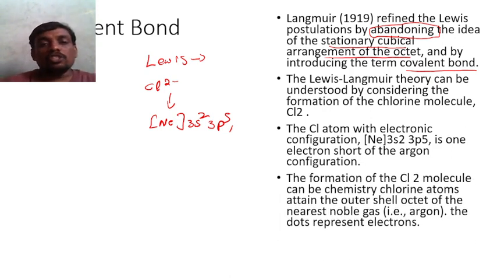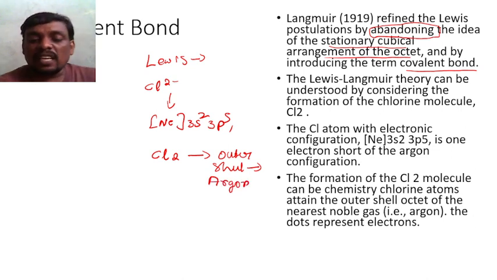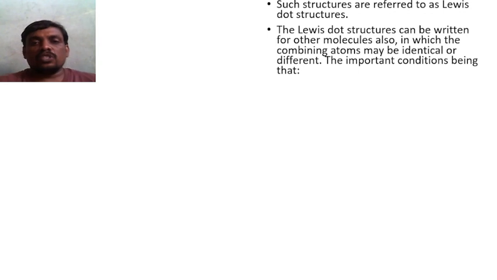In the formation of chlorine, if you carefully observe, the chlorine atoms attain the outer shell octet of the nearest noble gas, and the nearest noble gas to that is definitely argon. The dots represent the electrons here. I already told you. Such structures are referred to as Lewis dot structures, which means each dot represents one electron.